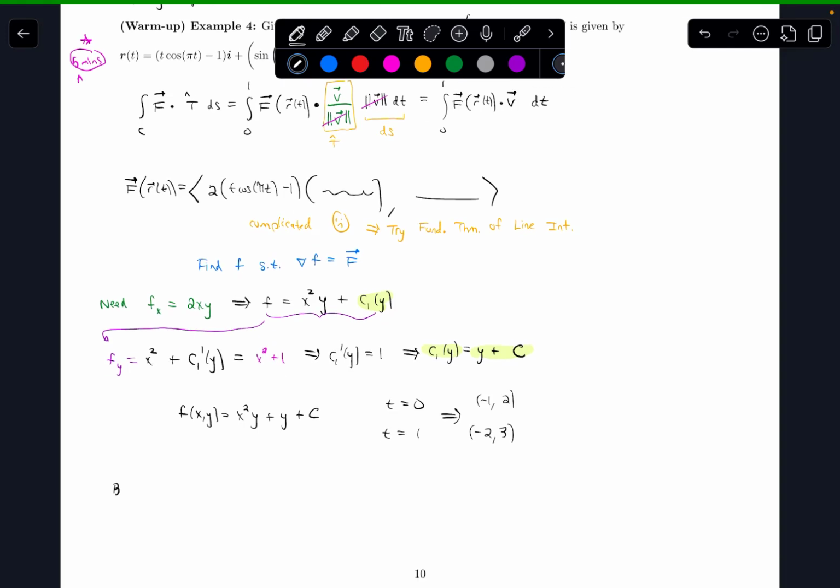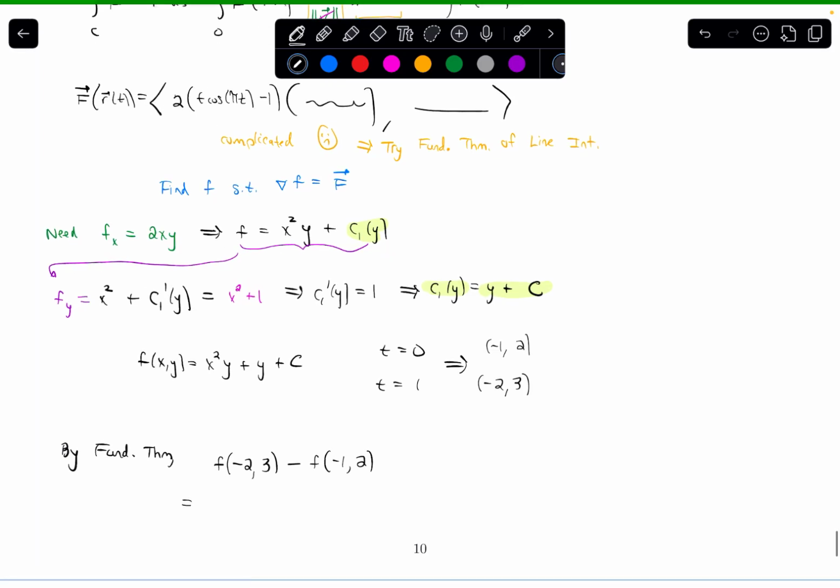So now by our fundamental theorem, we will end up getting our function, lowercase f, evaluated at that ending point, -2 comma 3, minus our function f evaluated at the starting point, -1 comma 2. So let's plug these in. If I plug in -2 comma 3 for the x and the y respectively, I'll get 4 times 3, which is 12, plus y, which is 3, and then plus c, and then minus, plug in -1 for x, 2 for y. This first term becomes 2, and then plus y, so plus 2, and then the other plus c. So subtracting these, I'll get 15 minus 4, which is 11, and the c's cancel. So overall, I get 11, and that's my answer.